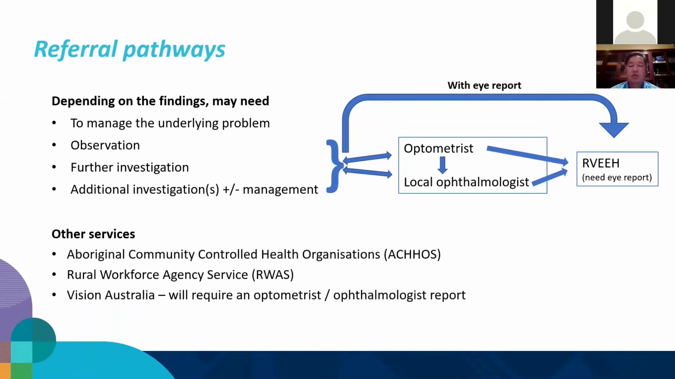Now, you may be aware of some other eye services, the Aboriginal Community Controlled Health Organisations, the Rural Workforce Agency Service, and Vision Australia. And certainly they may be able to help with some of your patients in terms of getting eye care.